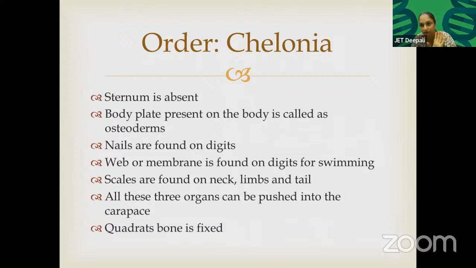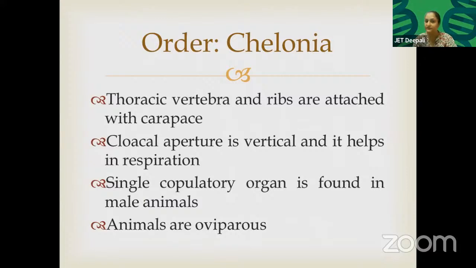Quadrate bone is fixed. Now again Chelonia. Thoracic vertebrae and ribs are attached with the carapace. They are not having sternum, means the last part of the ribs they are not having. Cloacal aperture is vertical and it helps in respiration. So their cloacal aperture is vertical, not lateral. Because of this kind of aperture, they can respire through it. If it were like this, they wouldn't be able to respire.